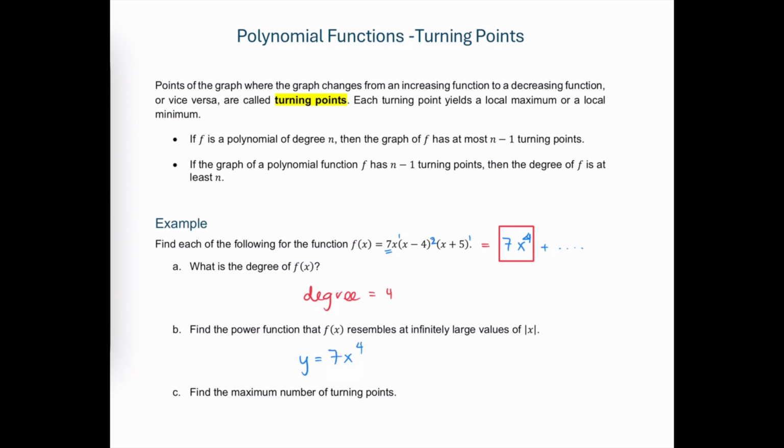While it's not asked in this question, that leading term does tell us that the end behavior of the polynomial function is going to be up to the left and up to the right, because this is a 4th degree polynomial function with a positive leading coefficient.